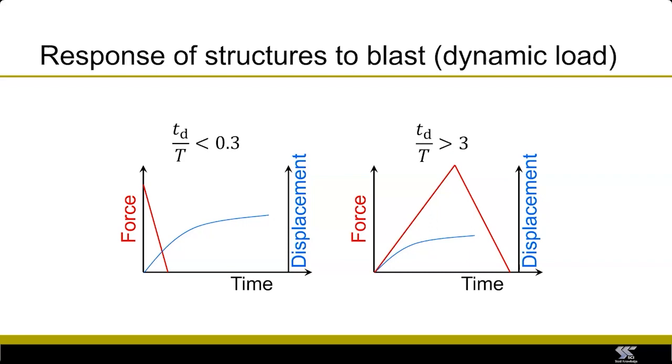When the ratio is large, and therefore the pulse duration is large compared to the natural period, the maximum blast load acts on the structure whilst the structure responds. The response now is a function of the peak overpressure, and the response is classified as quasi-static. Between these two regimes, when the natural period of the structure is similar to the pulse duration, the response is classified as dynamic.